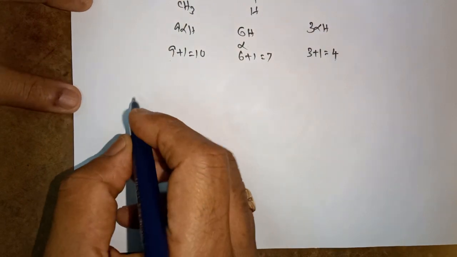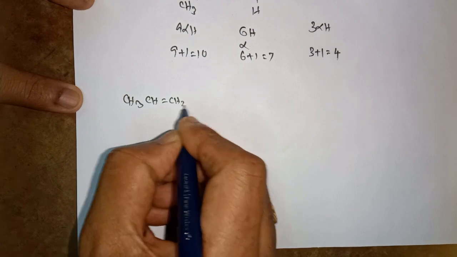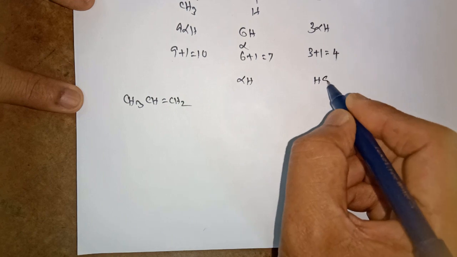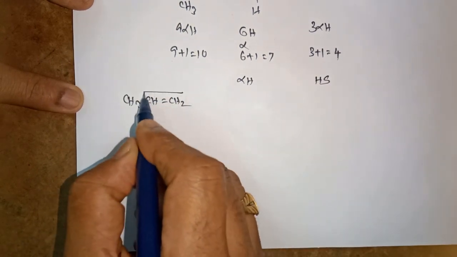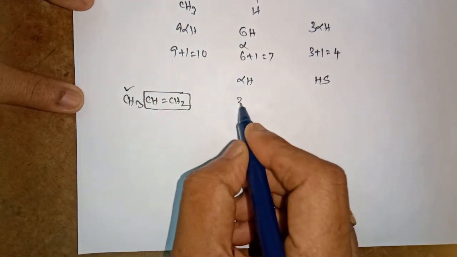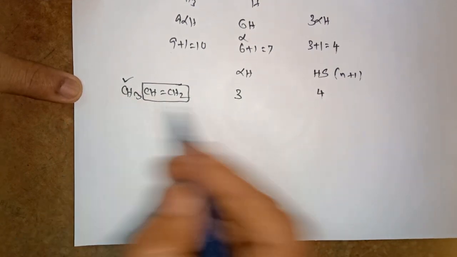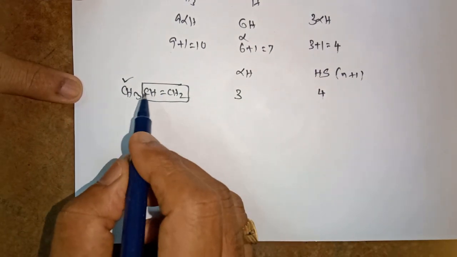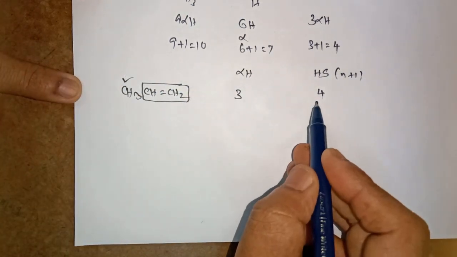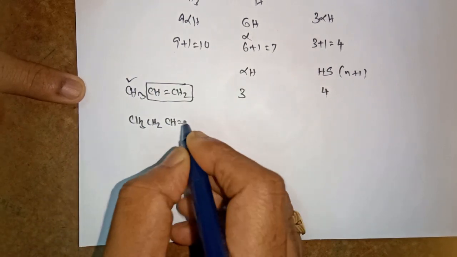Suppose I take the first one, CH3, CH double bond CH2. I want to know how many alpha hydrogens it has and how many hyperconjugative structures it has. Now this is a carbon-carbon double bond, and you take this as the alkyl group. How many alpha hydrogens does it have? 3 alpha hydrogens. So the hyperconjugative structures are n plus 1, so it is 3 plus 1, that is 4. It shows 4.